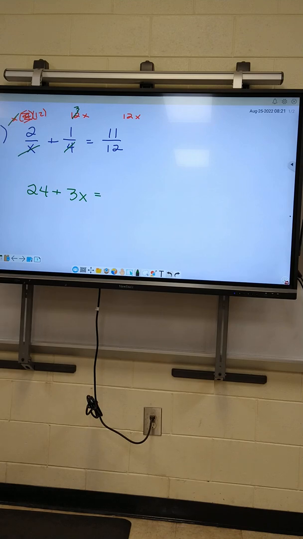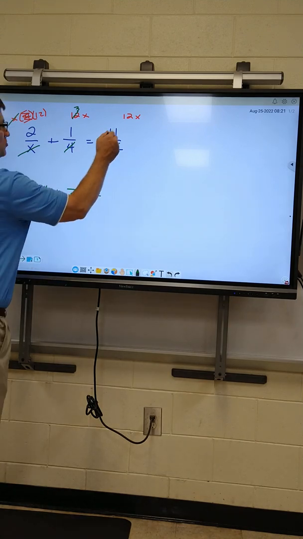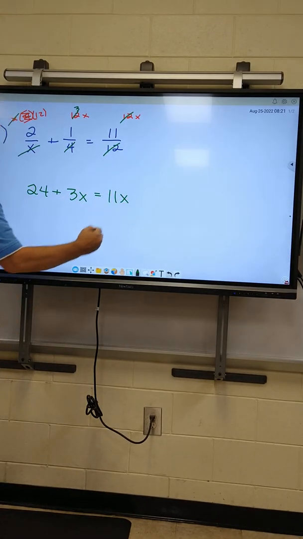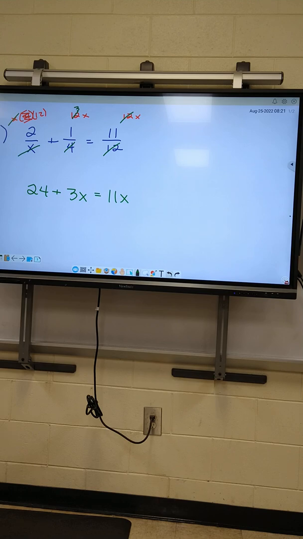All right, last fraction. What cancels out? The 12s cancel, right? What do I bring down? 11x. So now we solve the equation.